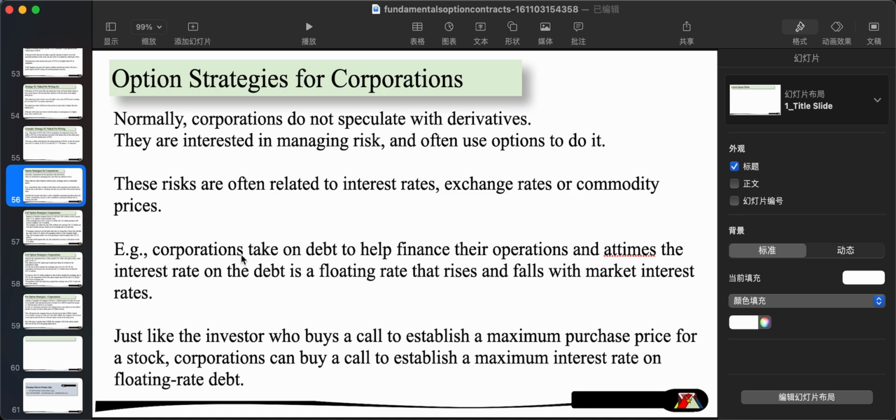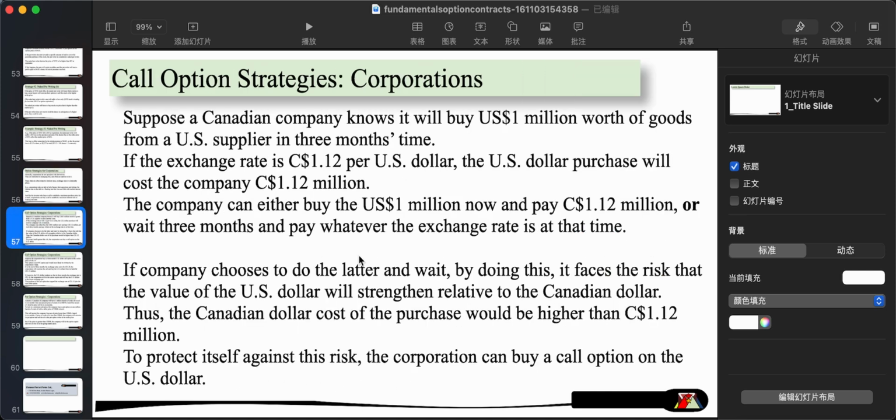For example, corporations take on debt to help finance their operations, and at times the interest rate on the debt is a floating rate that rises and falls with the market interest rate. Like for example, right now the interest rate is high, so corporations are exposed to high interest rate risk. So just like the investor who buys a call to establish a maximum purchase price for stock, corporations can buy a call to establish a maximum interest on floating rate debt. So here, these are the call option strategies for corporations.